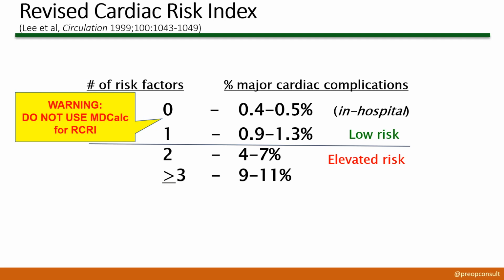And in doing so, everybody, even with a score of 0, is at elevated risk with a minimum risk of at least 3%. So don't use the MD calc for RCRI calculations. Now, this is a good calculator in general for separating low versus high risk patients, but it tends to underestimate risk in major vascular surgery, in particular abdominal aortic aneurysm. So I don't use it for major vascular surgery either.